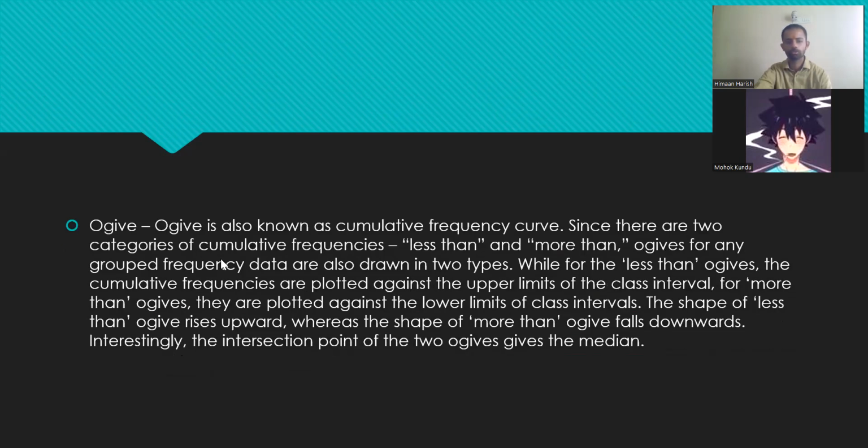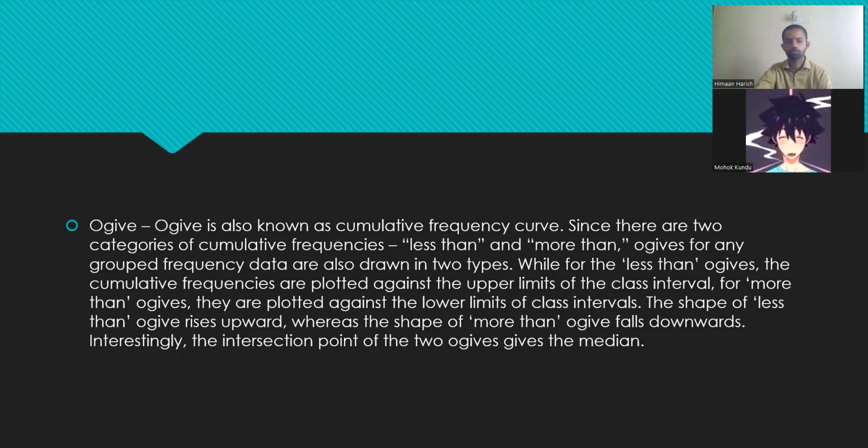So we are coming to ogives. Ogives are known as cumulative frequency curves. Since there are two categories of cumulative frequency, less than and more than, ogives for any group frequency data are also drawn in two types.